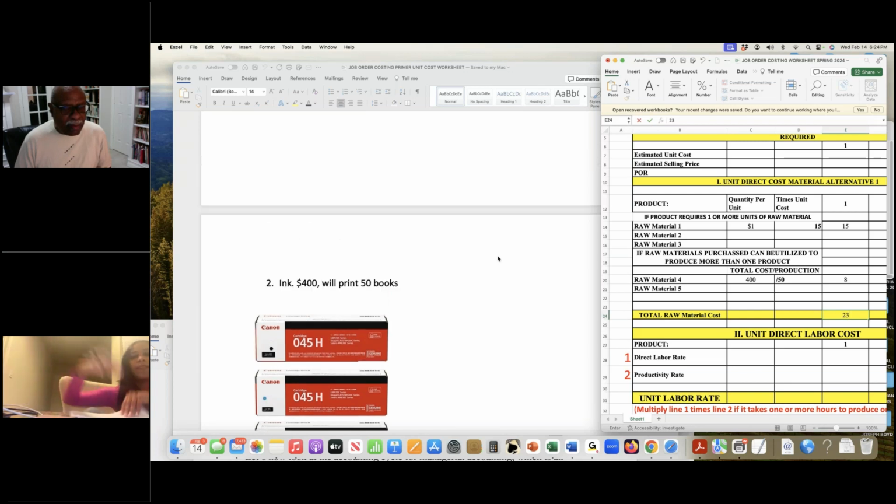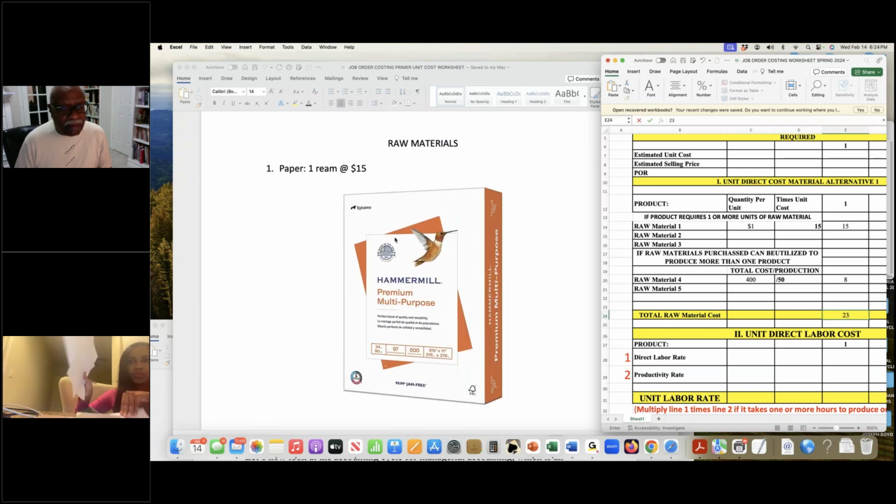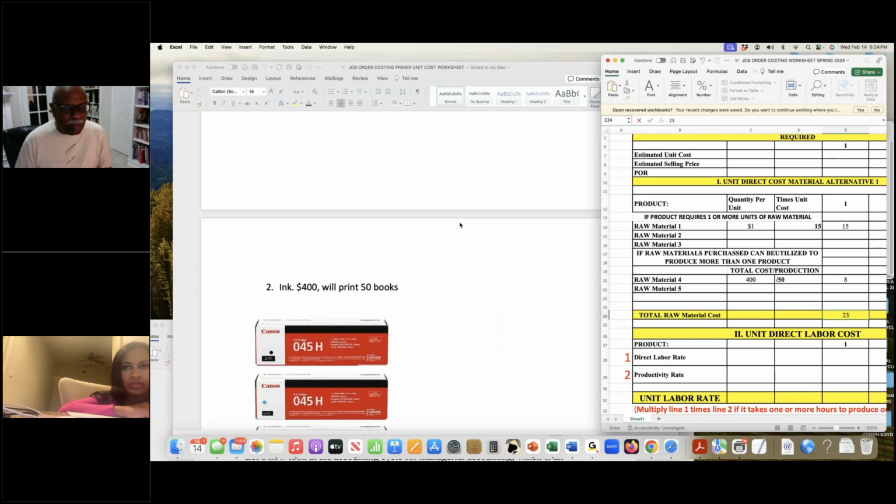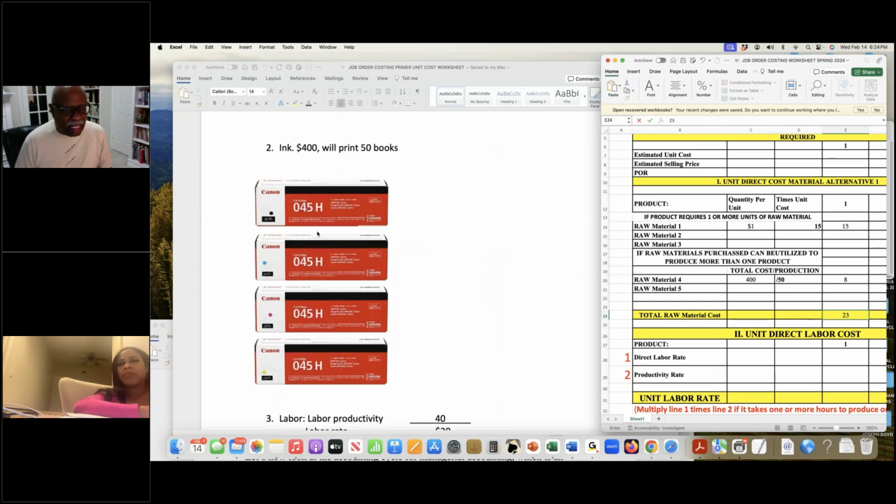Let's look at it. I'm using 1 ream of paper. The ream costs $15. I'm using all of that paper. It's going to go into the book. So I'm multiplying. I'm in the 1, 2, 3 category. In the second category, I pay $400 for the ink cartridge. I need the amount for 1 book. So since $400 will print 50 books, I divide 400 by 50, and I get the cost of the ink. All of this ink that's in 1 book is only $8.